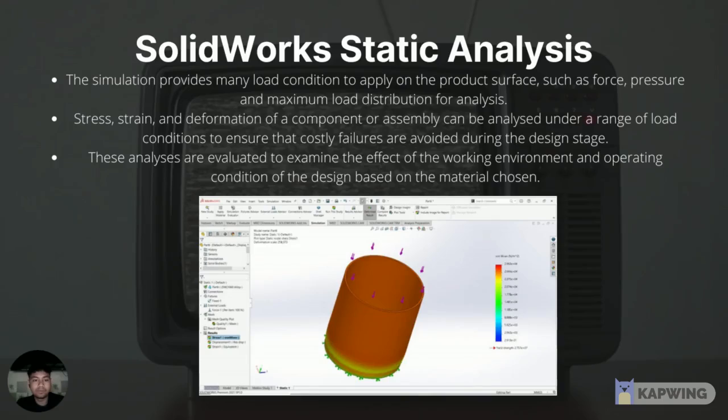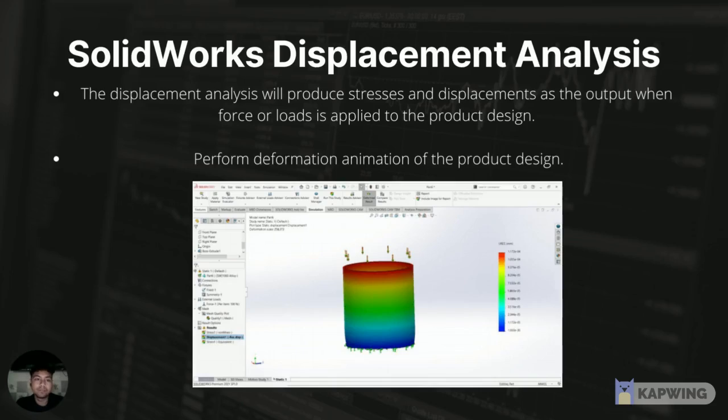The simulation provides many load conditions to a plant surface. Stress, strain, and deformation of a component or assembly can be analyzed under a range of load conditions to ensure that costly failures are avoided during the design stage. These analyses are evaluated to examine the effect of working environment and operating conditions of the design based on the material chosen. SolidWorks displacement analysis.